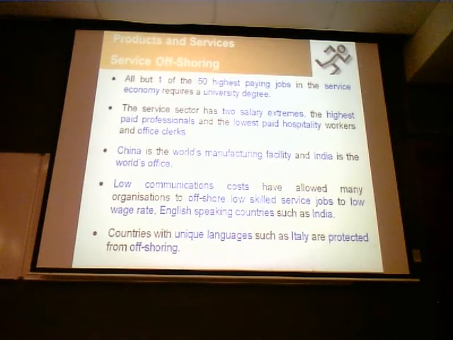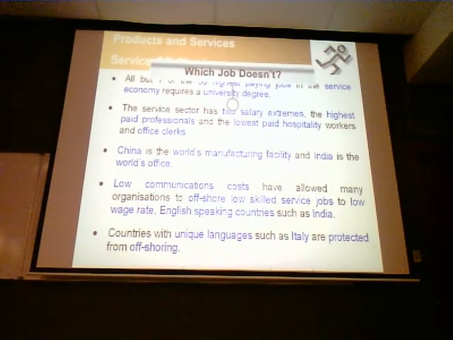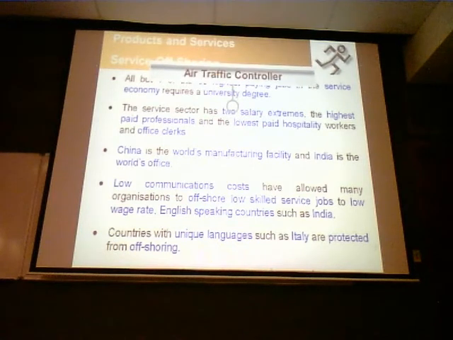And all but one of the 50 highest paying jobs now in the economy is in the service sector. Only one of them does not require a university degree. Does anybody know what that is? Sorry? It's air traffic controller. That's the only one that doesn't require a university degree, but the rest of them do.